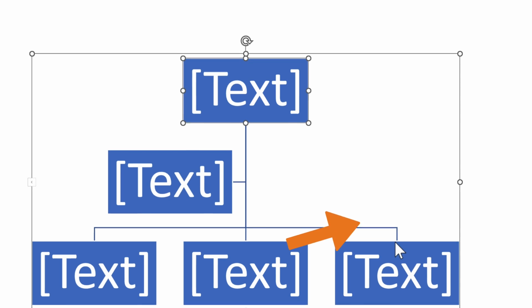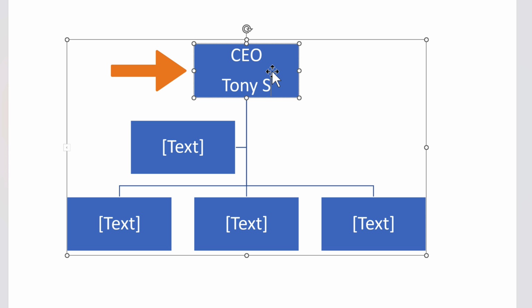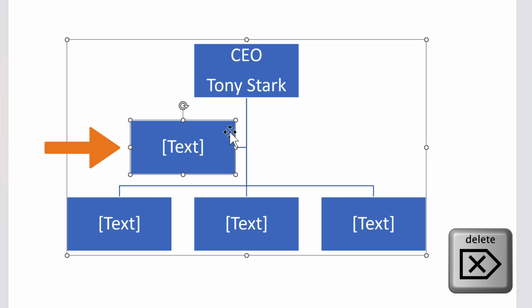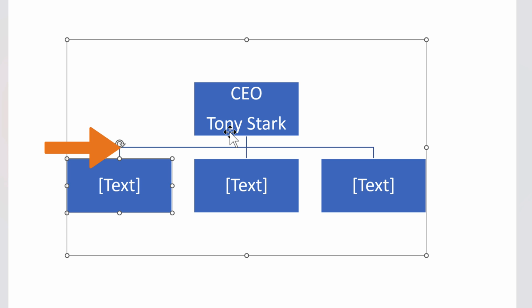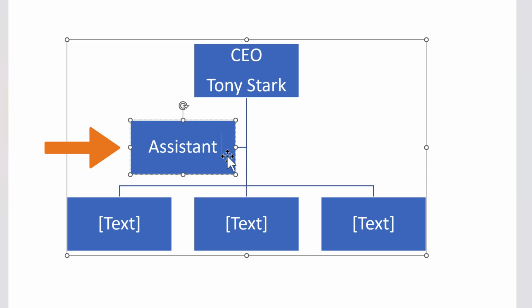Click OK. In the first shape, we will type the owner or CEO of our company. In our case, the CEO is Tony Stark. The second shape in the sequence is for the assistant to the CEO. If your CEO does not have an assistant, simply click on the shape and press Delete. Tony does have an assistant, so we will revert the changes and add the name Pepper Potts.